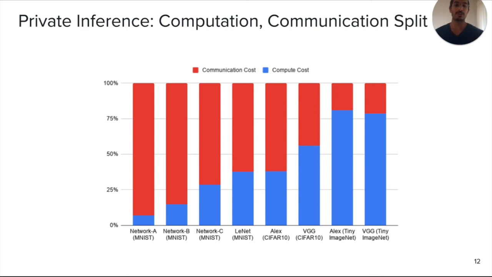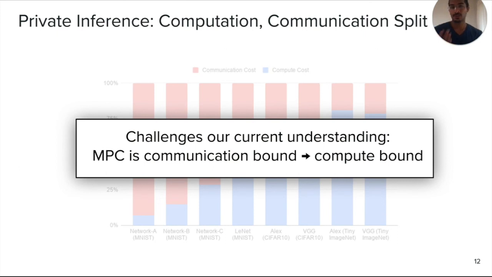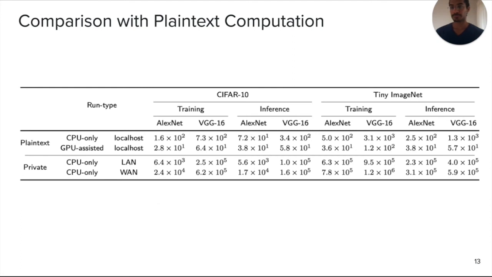So here is a graph which presents the relative overhead of a network's time spent in communication versus in computation. So this is also a very interesting insight that it challenges our understanding that MPC is just always communication bound. It really depends on the setup, and it can become compute bound when you go to very, very large networks.